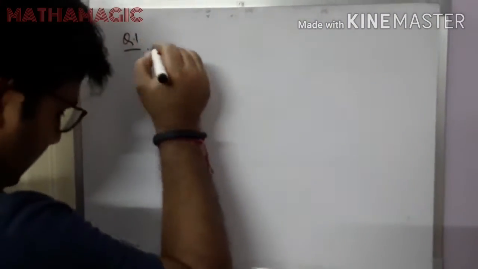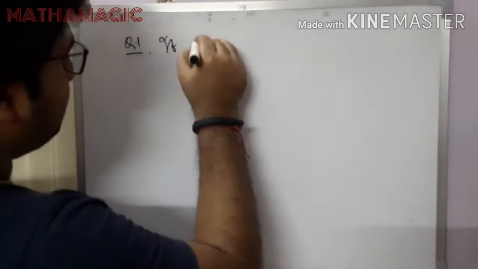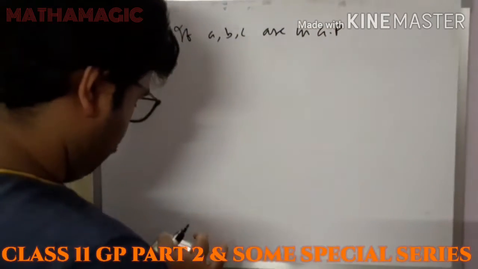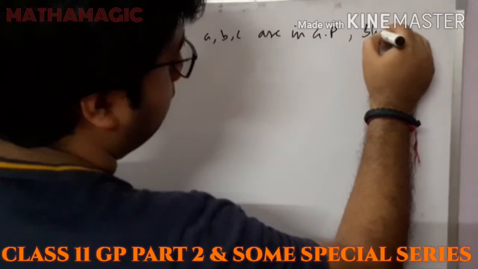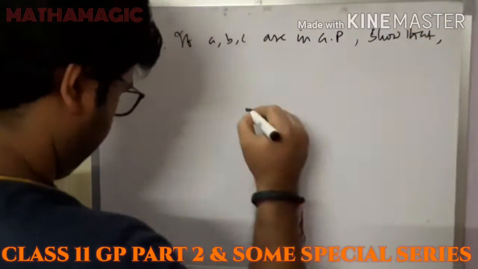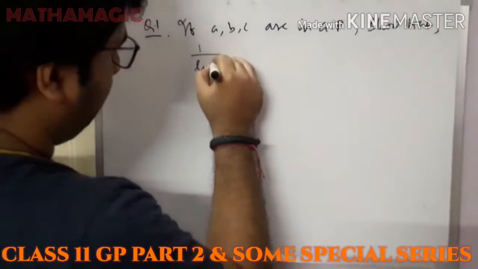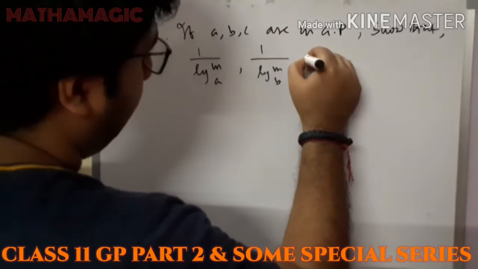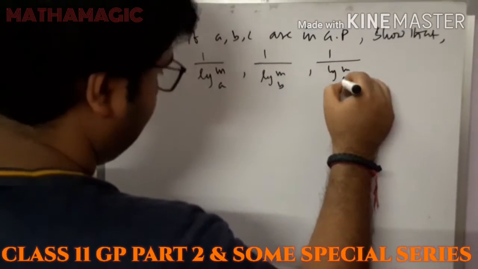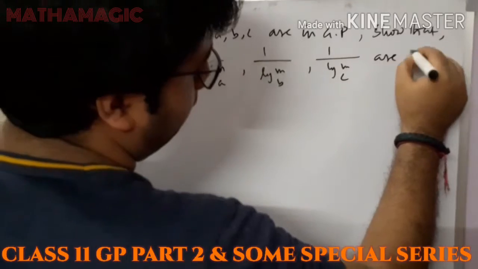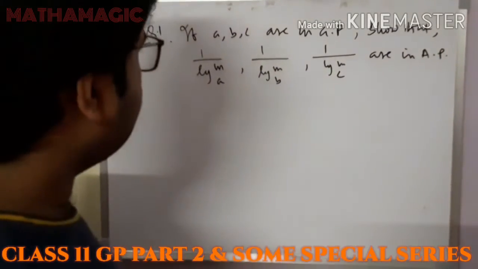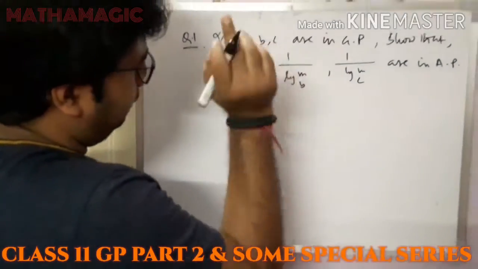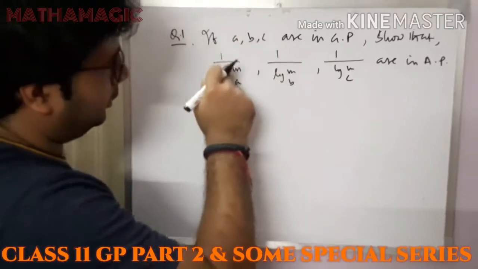In the first problem it is stated that if A, B, C are in GP, then show that 1 by log of m base A, 1 by log of m base B and 1 by log of m base C are in AP. So in this problem we can start from both the sides. We can start from this one, or we can start from this one. So we'll just start from the GP series.